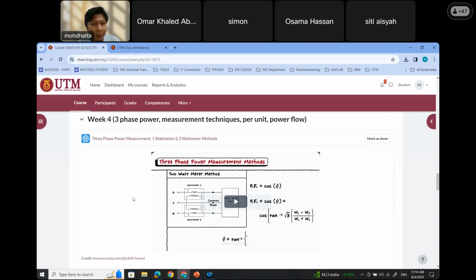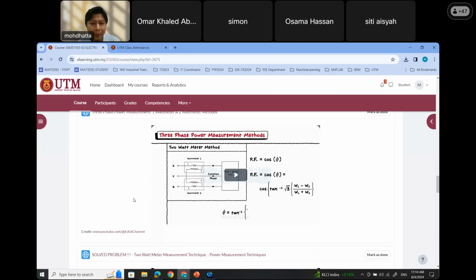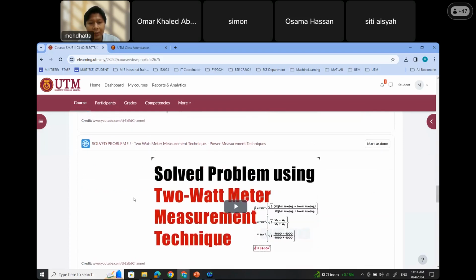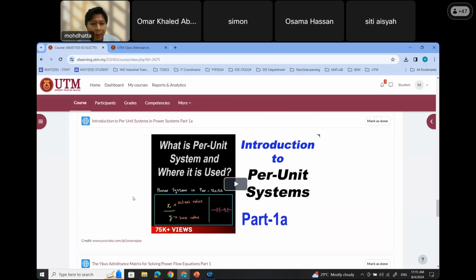First one will be the watt meter methods, 1 watt meter and 2 watt meter methods for three-phase power measurement, and also some of the calculation involved in the measurement techniques for the 2 watt meter measurement. And this is very important.